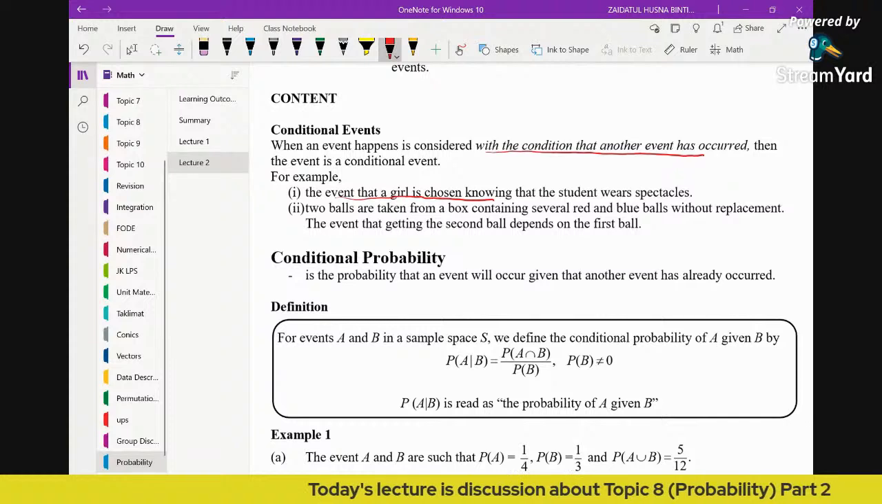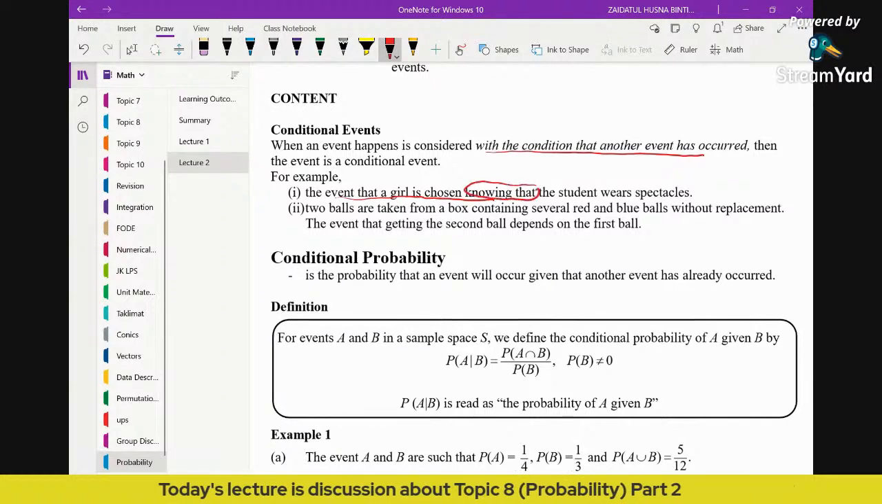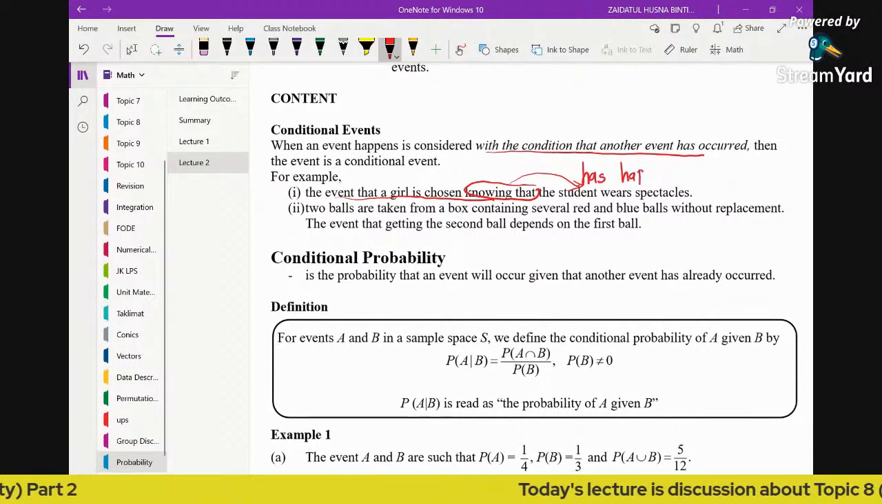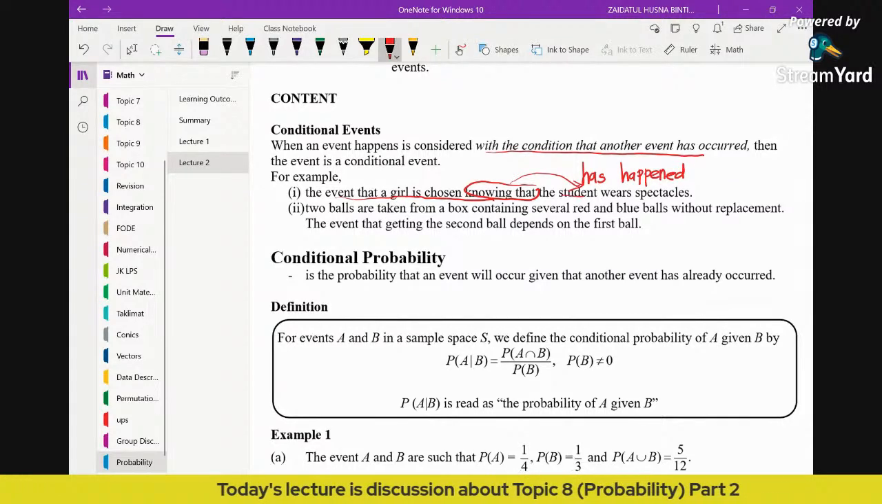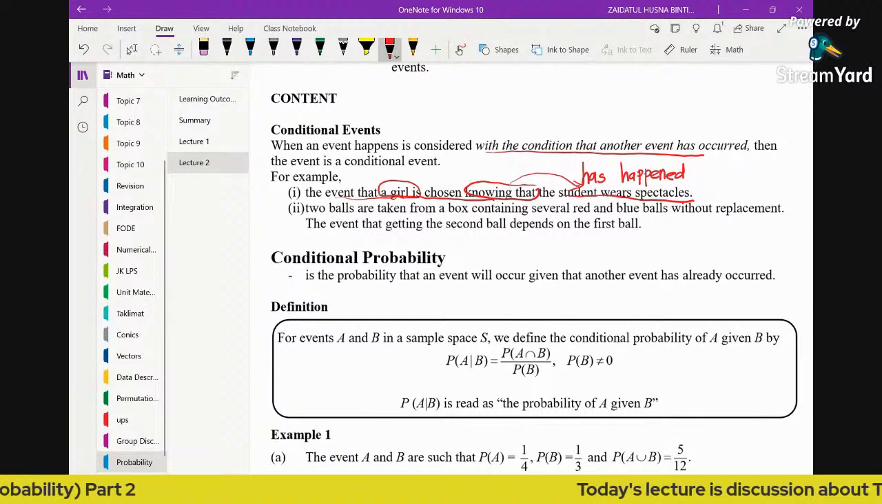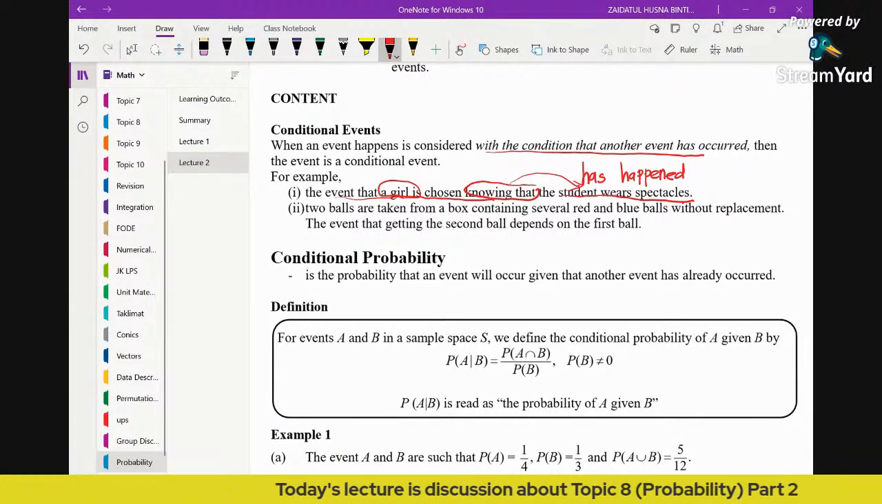So this is the keyword, knowing that. We know that the event at the back has already happened. So this event has already happened. In this case, we know that the student wears spectacles. So what is the probability that the student is a girl? Whenever we have this kind of situation, this is what we call a conditional event.